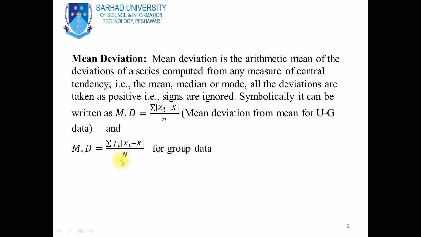In this formula, dear students, you see over here, this capital N represents sigma f, and this small n represents the total number of terms in the data, and xi represents each individual value of the data, and x bar represents the mean of the data. So dear students, we can find the mean deviation from mean and from median or from mode. So in this video lecture, we will learn about the mean deviation from mean and from median.